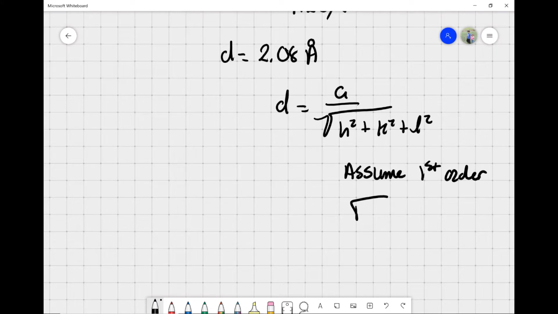And so that means the square root of H squared plus K squared plus L squared is either going to be square root of 3, square root of 2, or the square root of 1. That's what this is going to be equal to. And we know A, and A was equal to, what was A equal to? 3.61 angstroms.